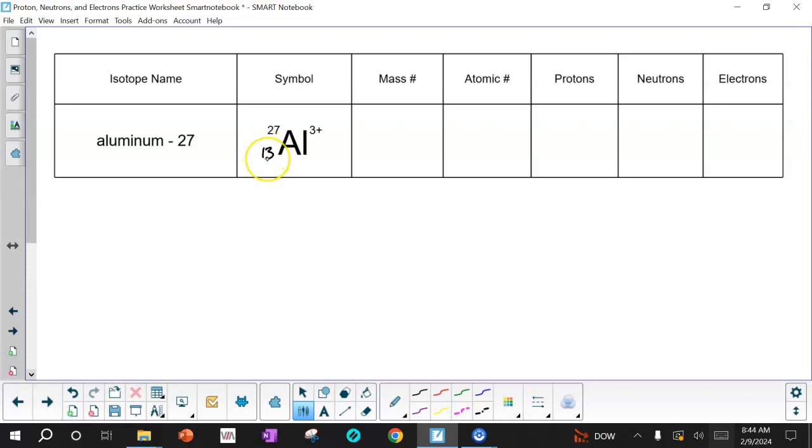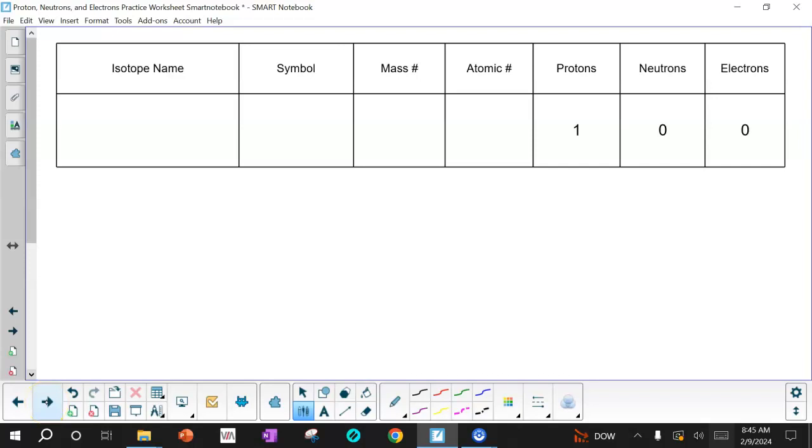Okay, 13 is the atomic number for aluminum. Mass is 27. 13 protons, 14 neutrons. For the electrons, notice this says 3 plus. 3 more protons than electrons. 10.